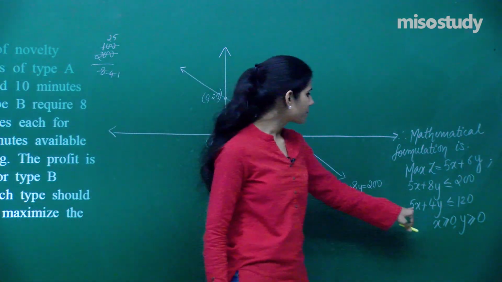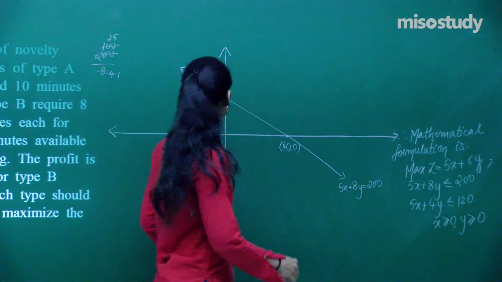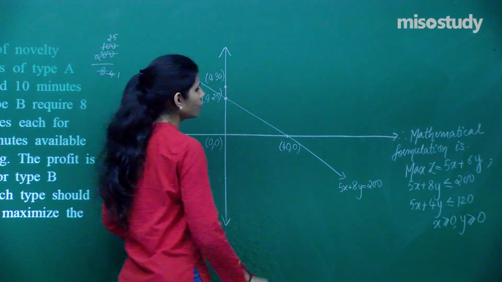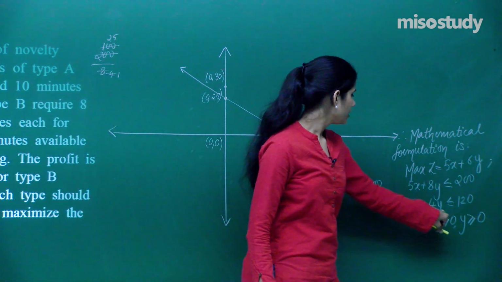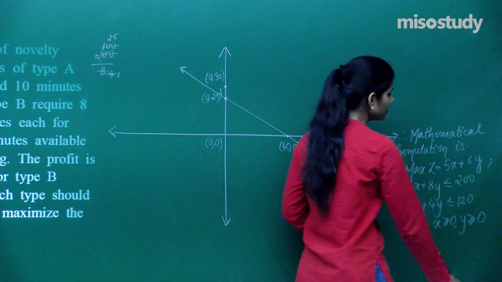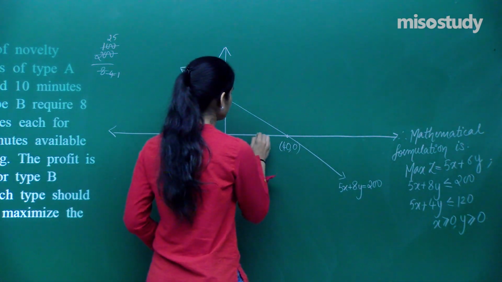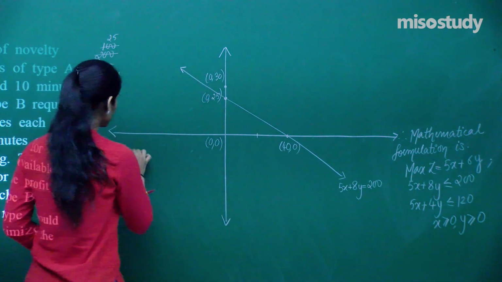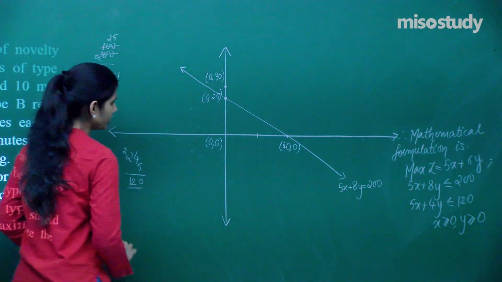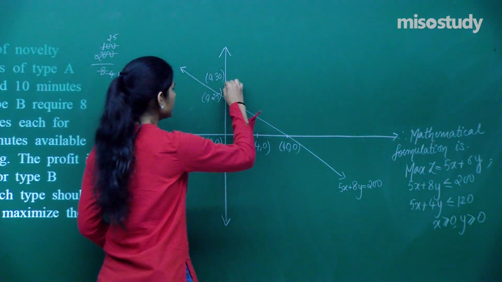Then I have 5x plus 4y less than equal to 120. When x is 0, y is 30, and when y is 0, x is what? 5 into 2 is 10 and 5 into 4 is 20. So 24 somewhere here, because you all know what is 24 into 5, 120. So you get 24 comma 0.